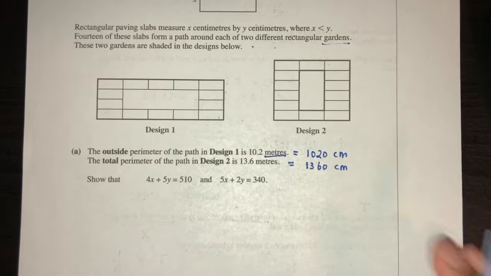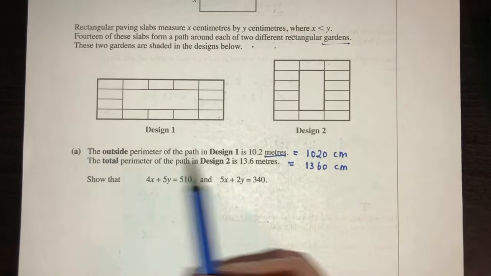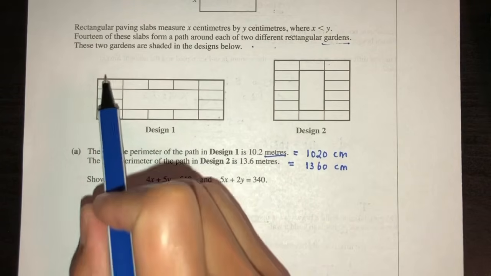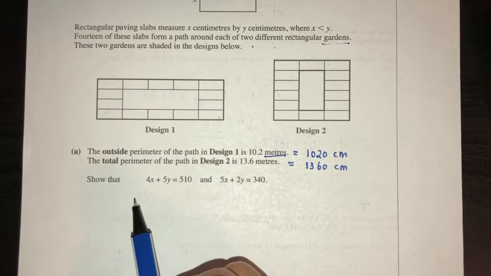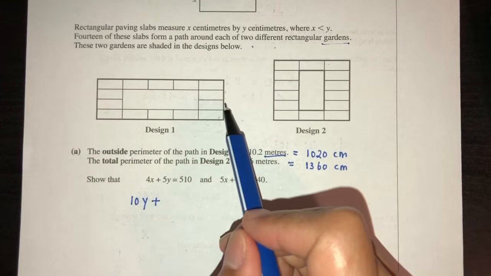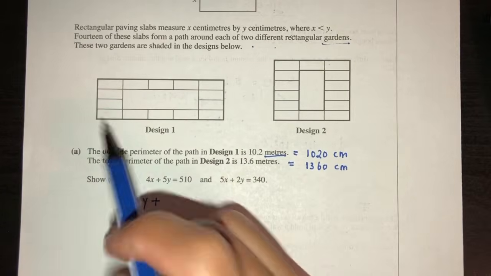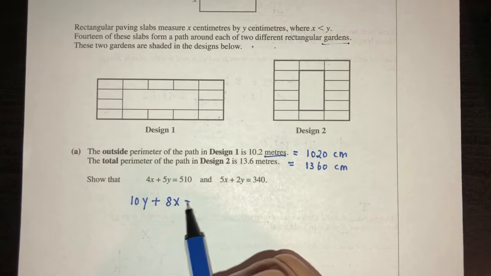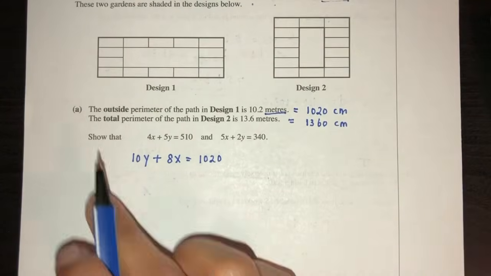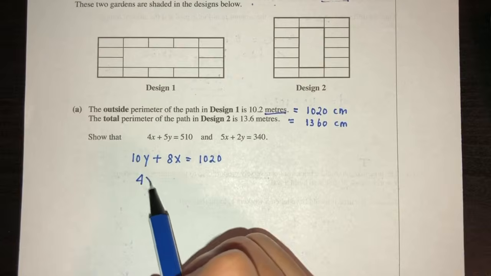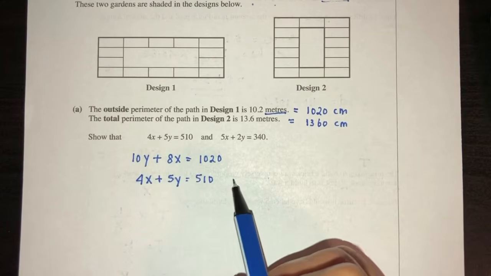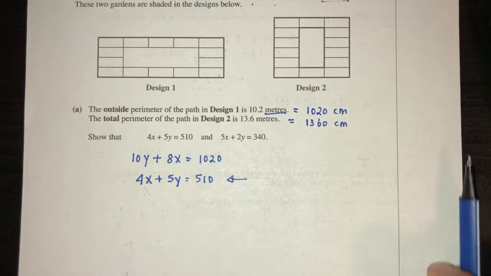Now, show that for the first part, 4x plus 5y equals 510. Pretty easy, let's count. For the first one, the outside is equal to this. Let's count: we have 1, 2, 3, 4, 5 and 1, 2, 3, 4, 5. So 5 twice is 10y, plus 1, 2, 3, 4 and 1, 2, 3, 4, so 8x is equal to 1020. Now divide by 2 everywhere. You will have 4x plus 5y is equal to 510. This is shown for this one.